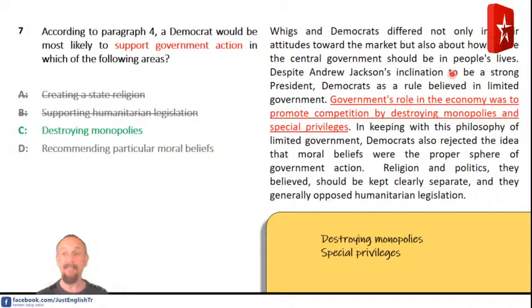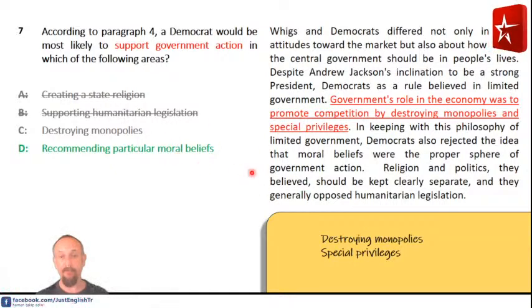Destroying monopolies is here. It does look good. I'm not going to erase it. I'm going to put a little tick by it, and we can come back to that. I need to check D first. Recommending particular moral beliefs. Again, moral beliefs here, it's not in the sentence. It's out of the scope of the sentence, so we know it's wrong.